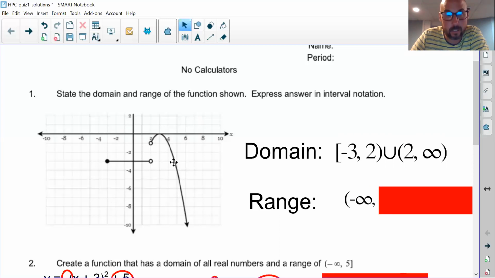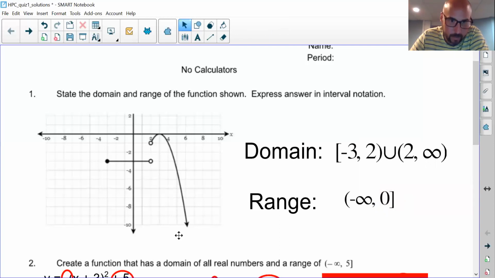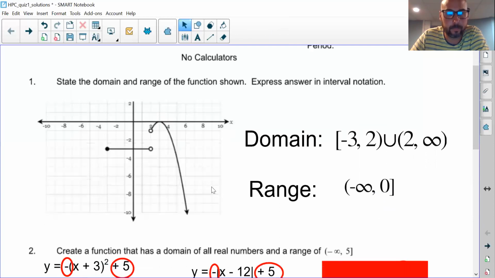In fact, if you did, that's not correct. You need to be as efficient as possible and don't overstate things. This range is simply from -infinity to 0, including that, because it goes up to 0.